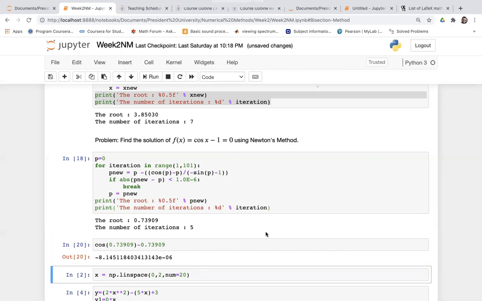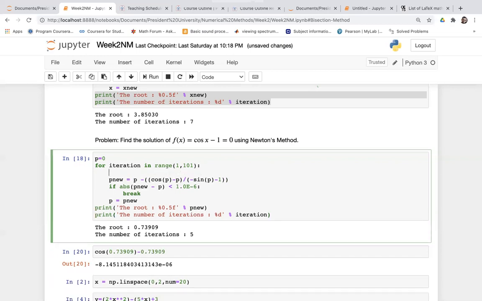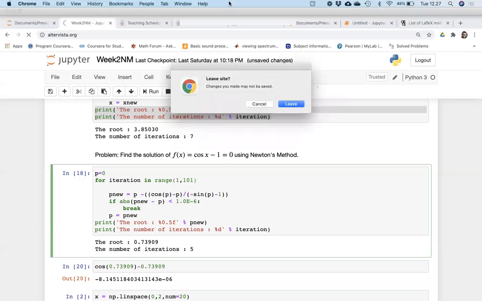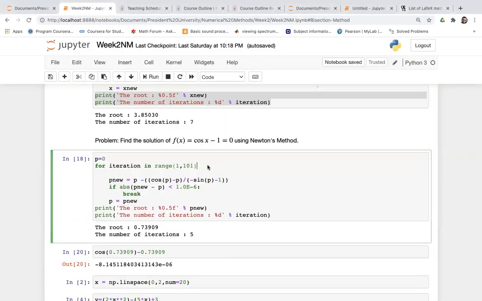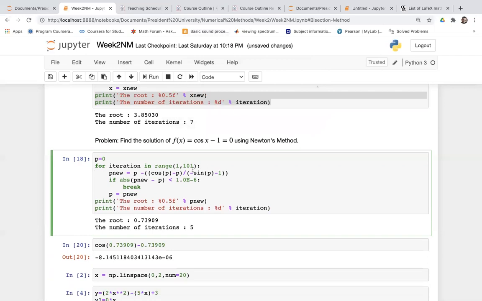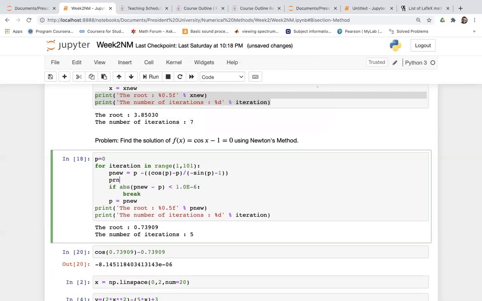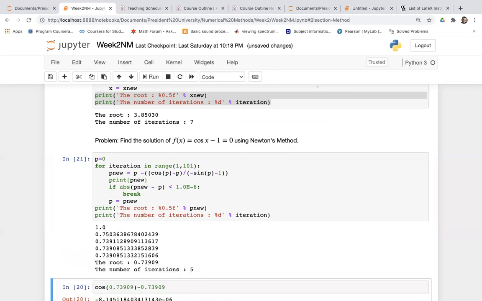So if you want to know each step in here, let's say you want to know its value, each value in every step, you can print in here. Print p_new. Yeah, look at this. We start with one, first iteration, second, third, and so on. 1, 2, 3, 4, 5.